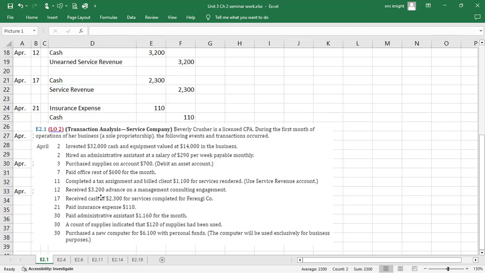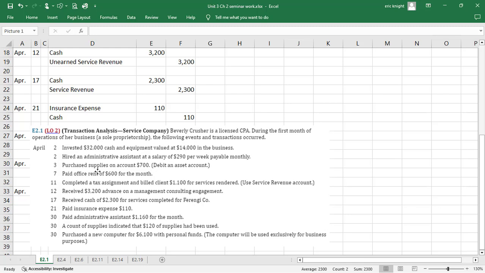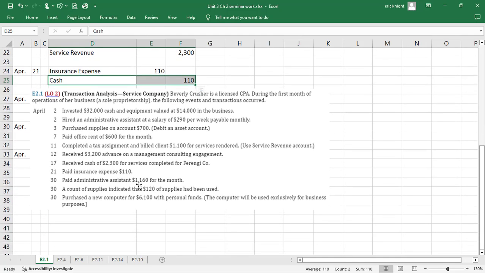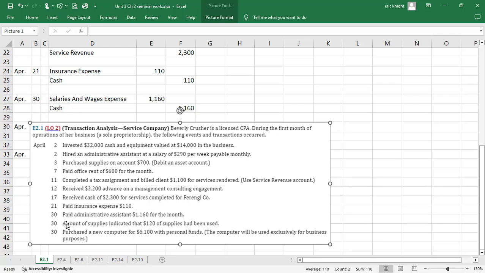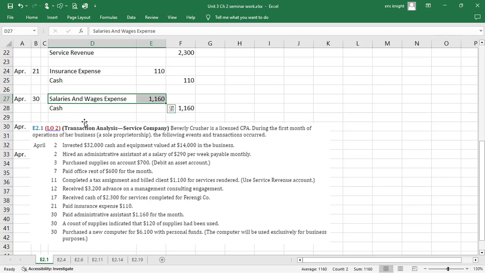We get to the 21st. We pay for an expense. Remember, we said expenses are debits, and so since we paid cash for it, that's going to reduce the cash. We get to the 30th, and now we owe the administrative assistant. So we pay the administrative assistant for work they've done. That's an expense. Expenses are always increased with a debit, and the cash is reduced because we paid it out. So the asset goes down with the credit.